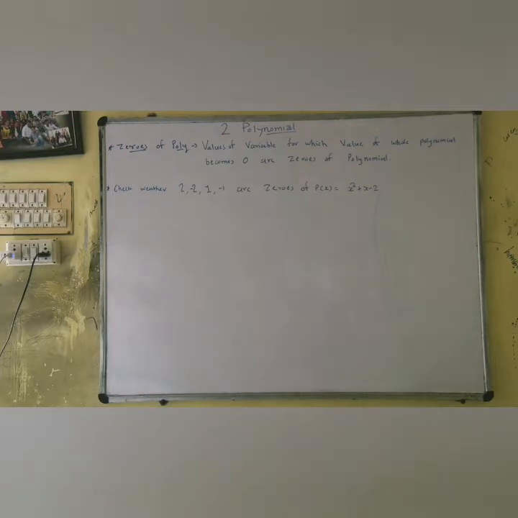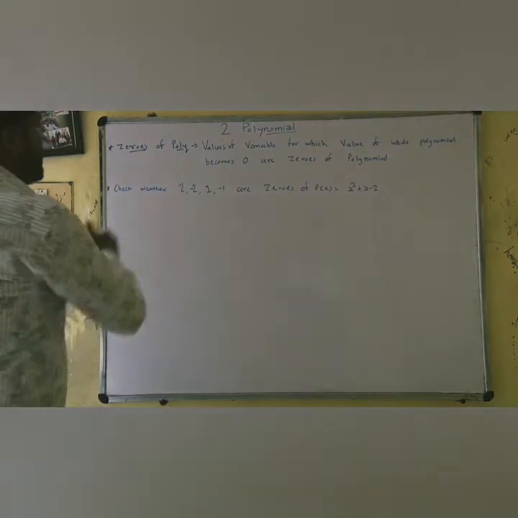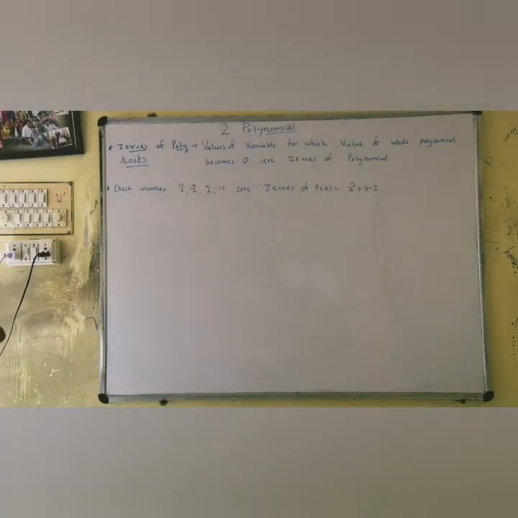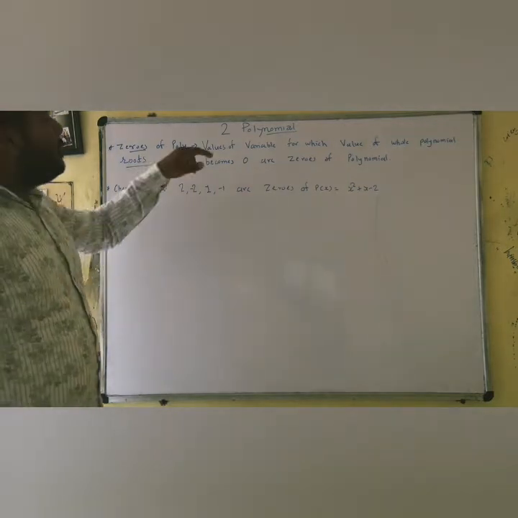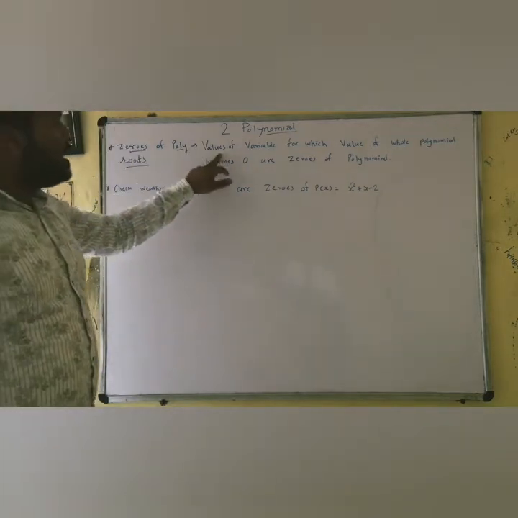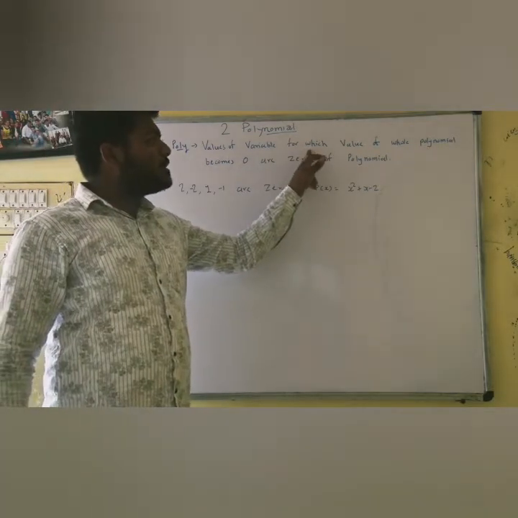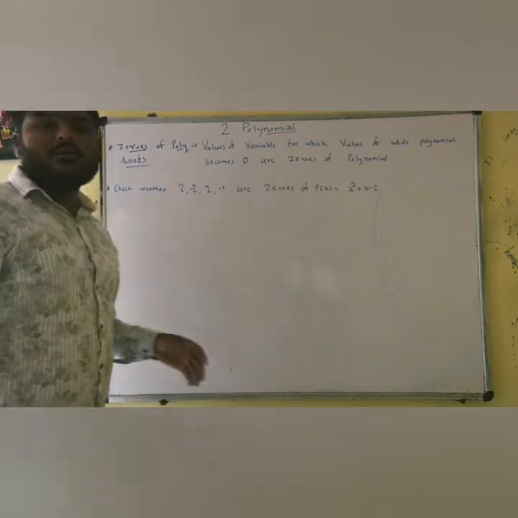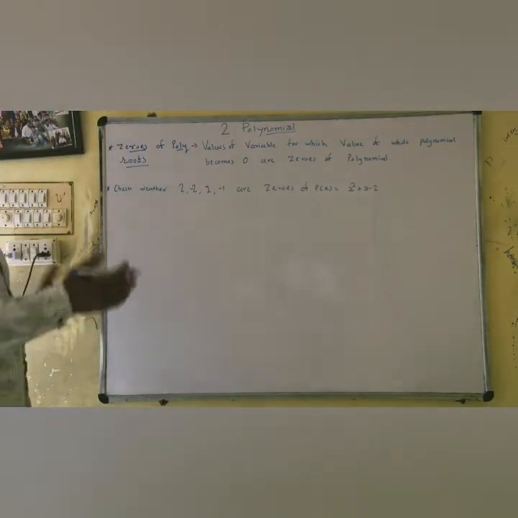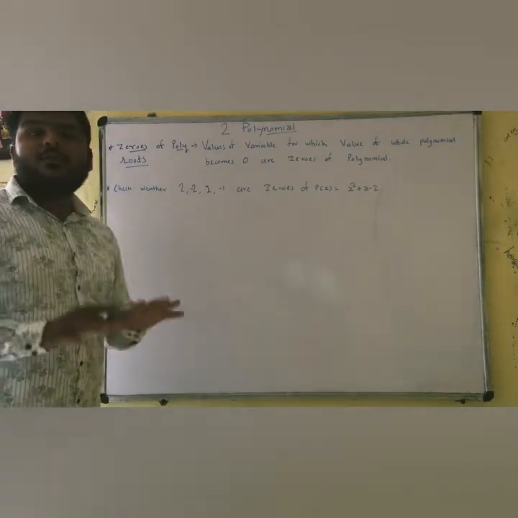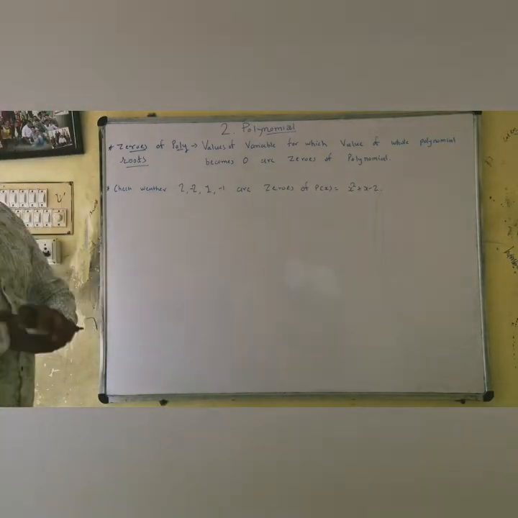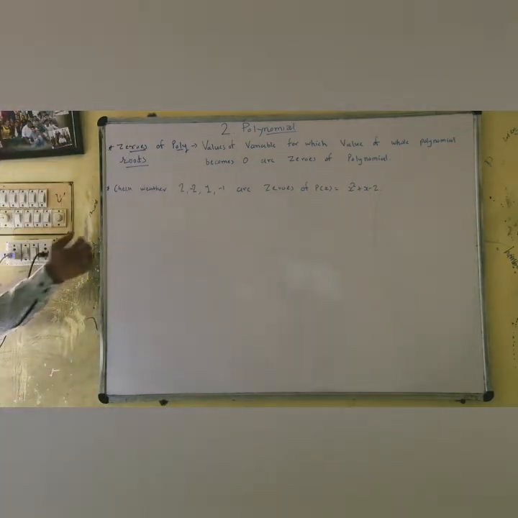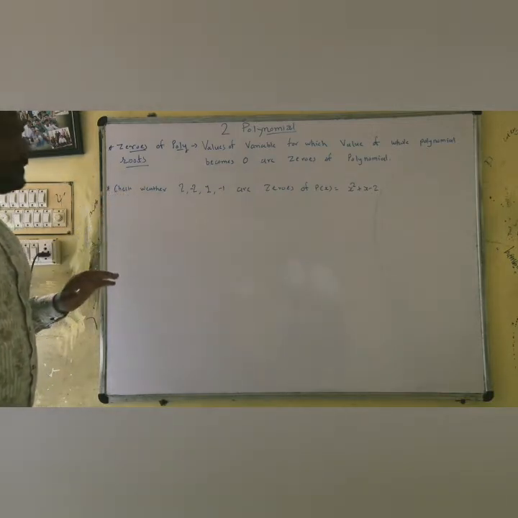Now, zeros of a polynomial. Zeros can also be called roots. Zeros or roots of a polynomial. Now, what are zeros? Values of the variable for which the value of the whole polynomial becomes 0 are the zeros of the polynomial. That means in this type of polynomial, for which value of the variable the whole equation becomes 0, that value is the zero or root of the polynomial.